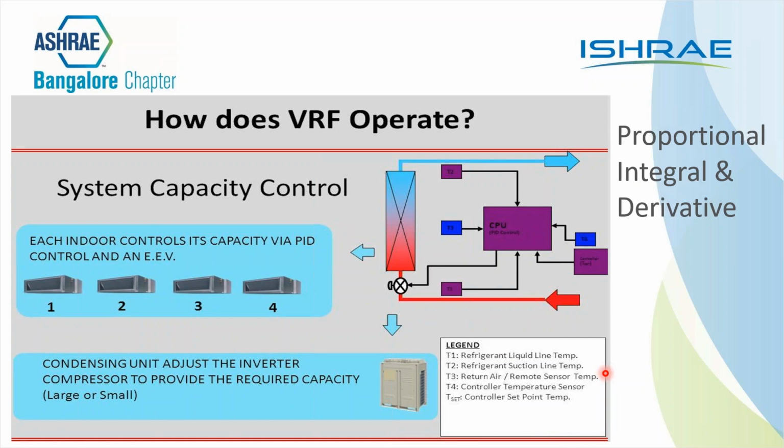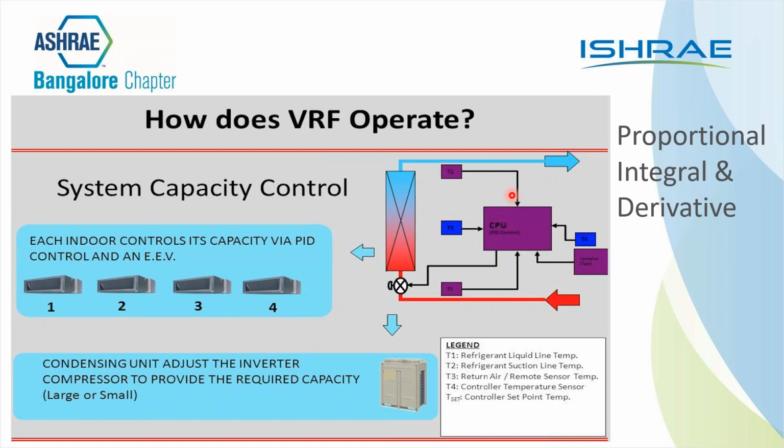Right. So how does a VRF system operate? How does it control? Each indoor unit controls its capacity via a proportional integral derivative. So we use something called a PID. PID is nothing but proportional integral derivative, to control each of these indoor units through an electronic expansion valve. Condensing units adjust the inverter compressor to provide the required capacity.